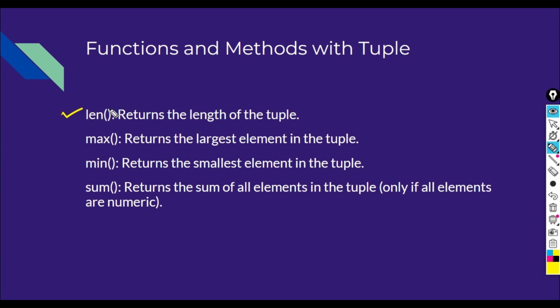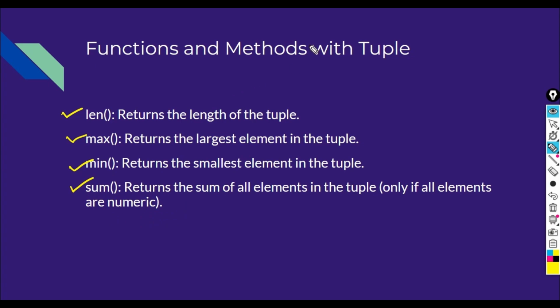I have mentioned the functions here. You have to pass the tuple as an argument to these functions. The first one is len, then max is there. Max returns the largest element in the tuple. Min will return the smallest element in the tuple, and sum will return the sum of all elements in the tuple. This sum function will work with only numeric data types. If you pass non-numeric, you will get an error.